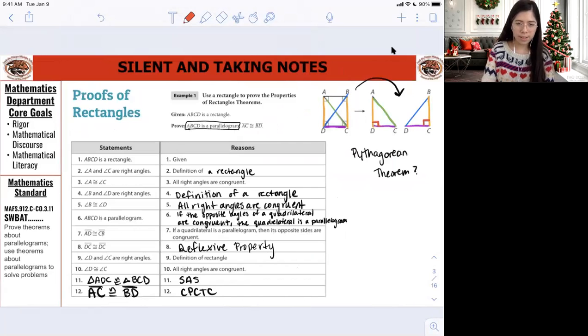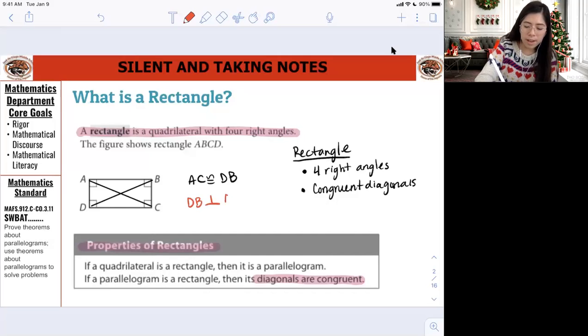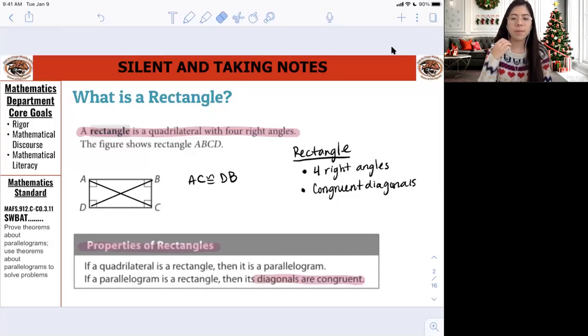Do the diagonals for a rectangle, are they perpendicular? Yeah. No. Well, they're 90-degree angles, but are the diagonals perpendicular? No. Because look, DB is not perpendicular to AC. Miss, I'm rusty. That's okay. This is all new to everybody. So that's what makes the difference, okay?